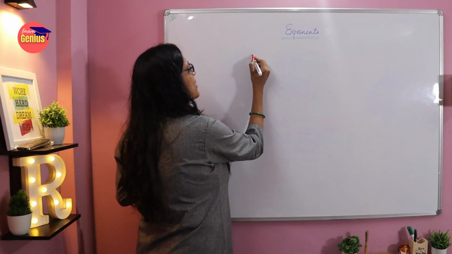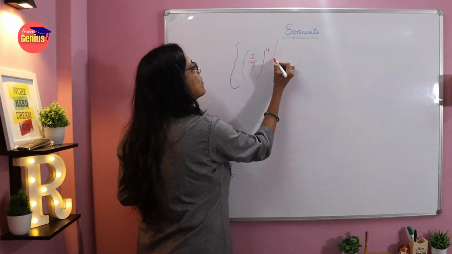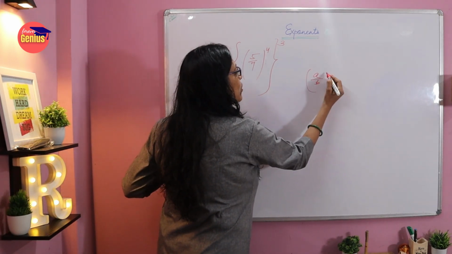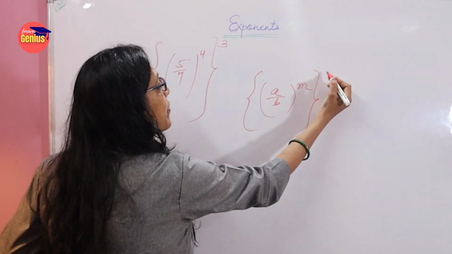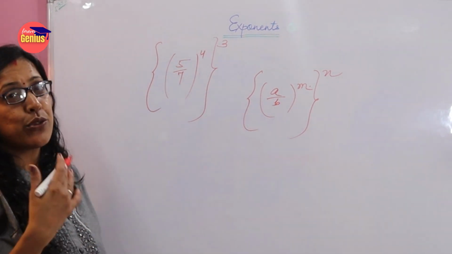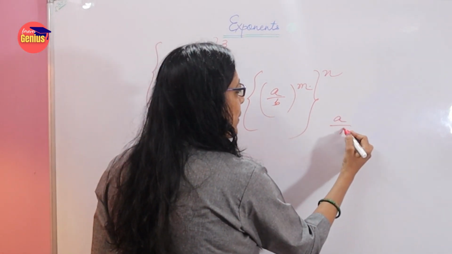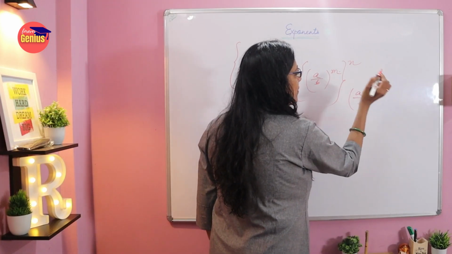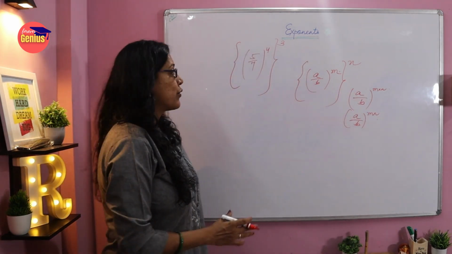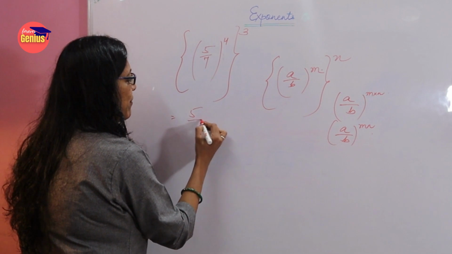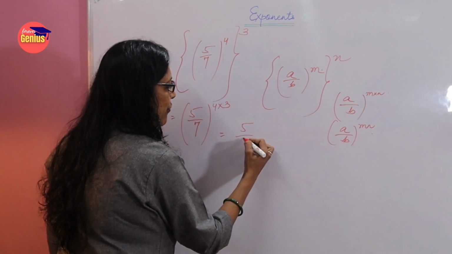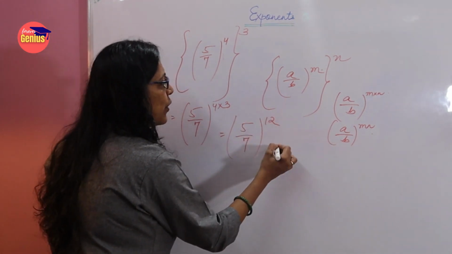Suppose we write it like this. What does this mean? It means a by b to the power m, now in curly bracket n. It means m is multiplied with n to find it out, like a by b to the power m into n, or we can simply write a by b to the power mn. So in this case what will we do? 5 by 7 to the power 4 into 3, or simply we can write 5 by 7 to the power 12.